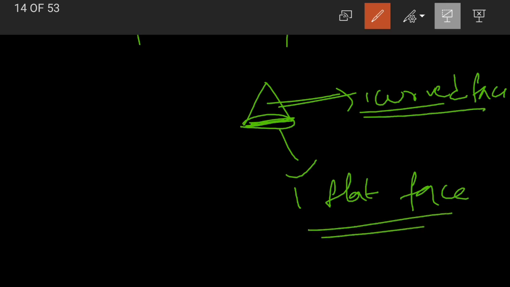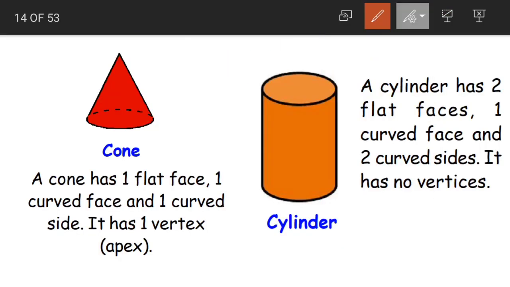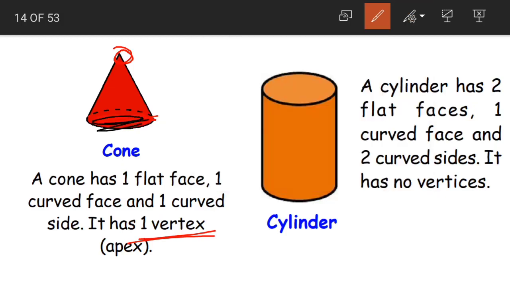Now coming to the number of vertices. It has only one vertex, that is this on the top. Can you see this pointed edge, children? Yes, that is our vertex. So our cone has one flat face, that is this here, and one curved face, and it has one vertex.